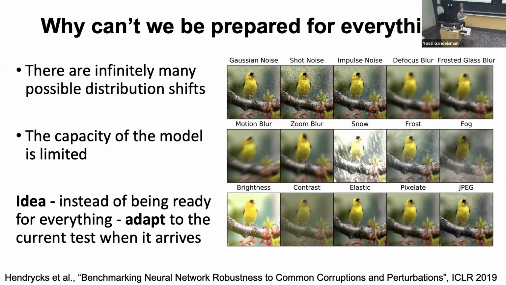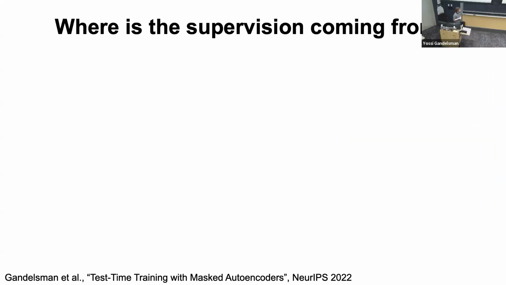Now, how can we adapt the model? If we want to adapt the model, we want to take gradient descent steps. We need some signal, we need some supervision. Where is the supervision coming from? Of course, I cannot use the annotation of the test example. If I used the annotation, I wouldn't need to do anything, I would just have the annotation. It's a test example. But I can use this idea of self-supervision.